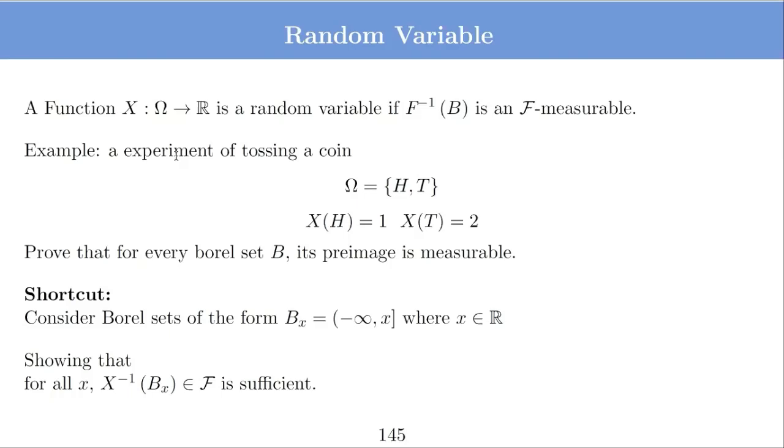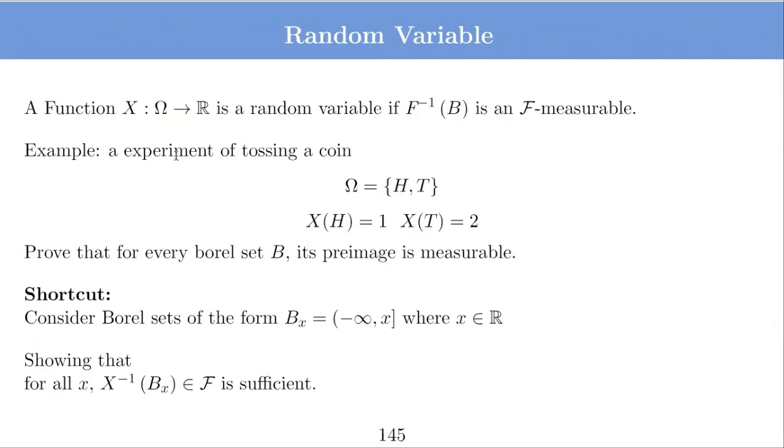So let us see an example here. Suppose there is an experiment of tossing a coin. So your sample space is H comma T, and you have defined a particular random variable. Let's say for now it's a function from omega to R, such that H is mapped to 1 and T is mapped to 2. So remember, both can be mapped to the same number. That is a function. That's not a problem. But H cannot be mapped to two numbers. In a function, every element of the domain should be mapped to one element only.